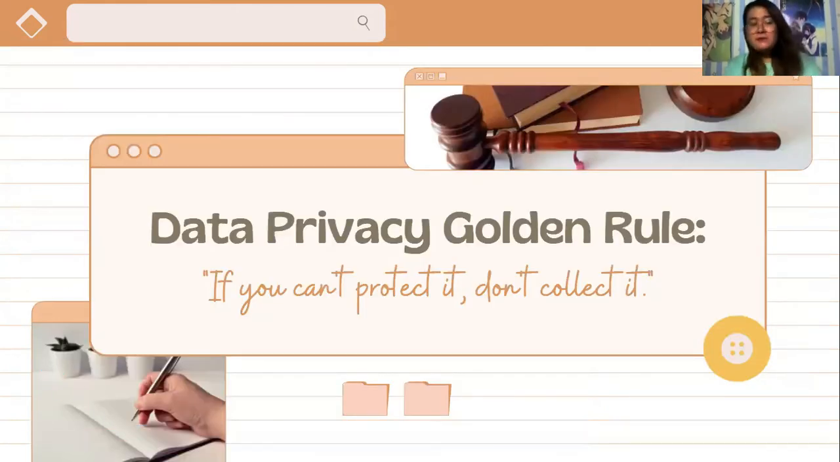Now we will proceed to the last part of our discussion, and that is the golden rule of data privacy: if you can't protect it, don't collect it. According to Dr. Len Segan from the NPC, or National Privacy Commission, don't collect unnecessary information or data that is not absolutely needed by the organization.